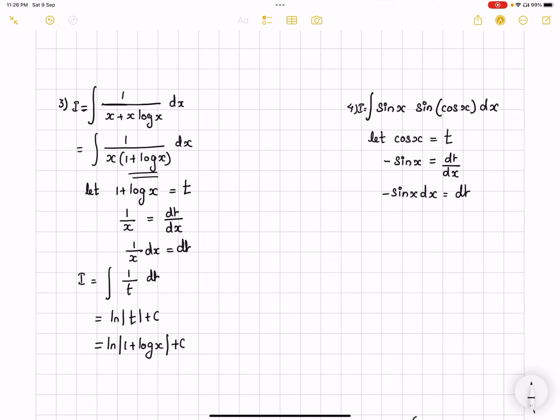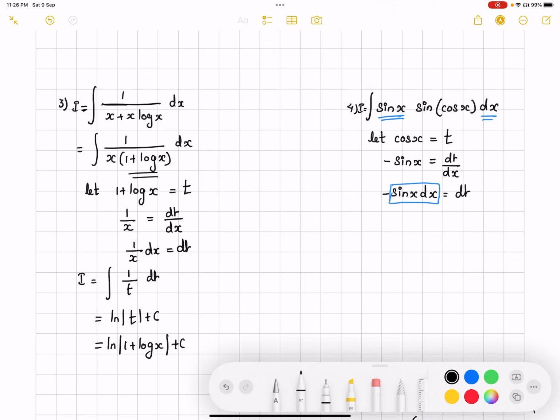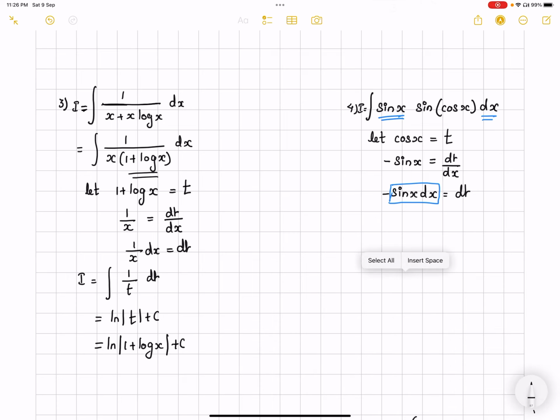Great. Now, if you observe here, you have sin x here and you have dx here. So this part of the problem is solved, but you have a negative which is not there. That means I would be getting a negative sign there. So sin x dx is going to be equal to minus dt. That's how we would do it. Now let's start solving this particular problem and complete it. Here I is equal to sine of t, since cos x is getting replaced by t.